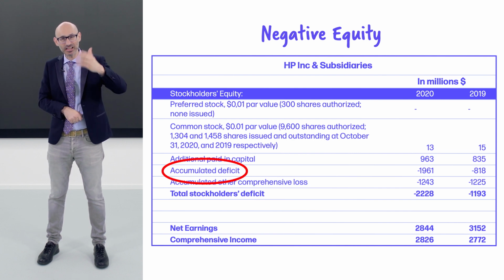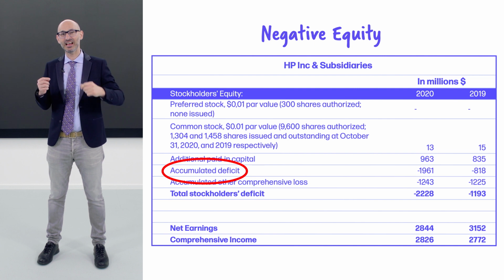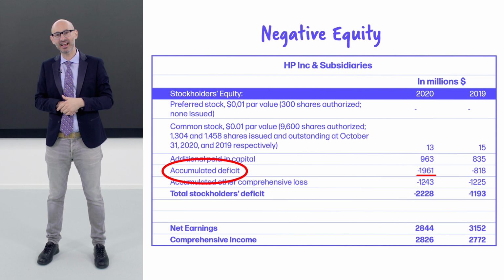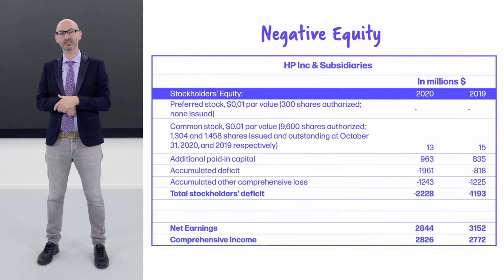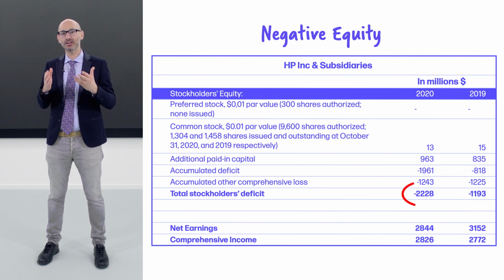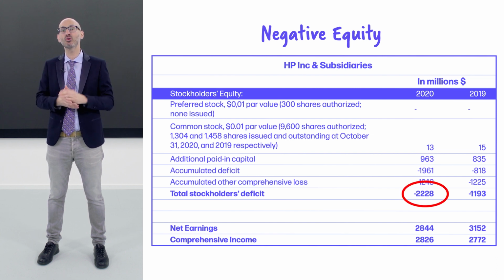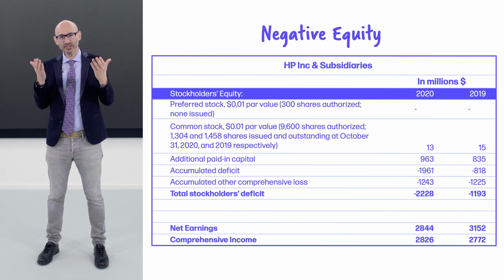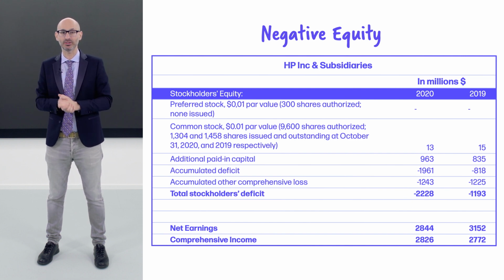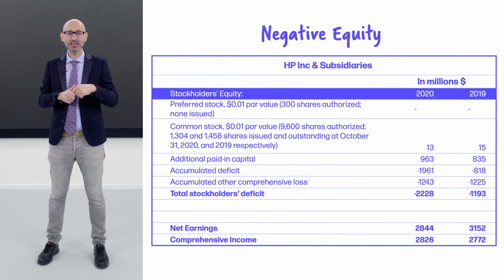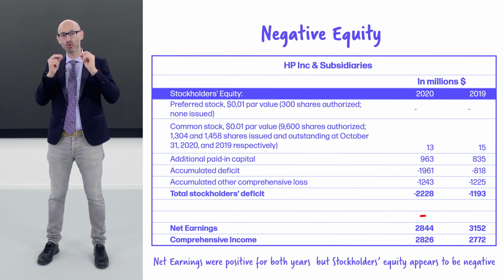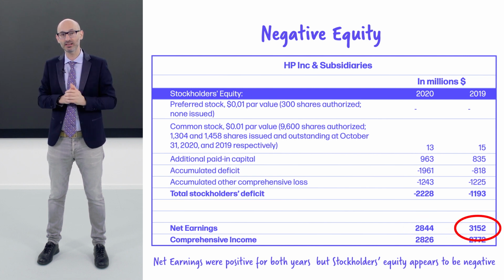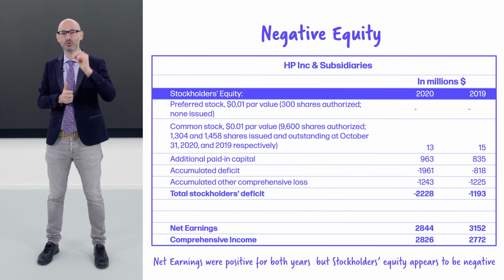Instead, they have an accumulated deficit, meaning they have accumulated negative retained earnings at minus 1961 million. They also have other accumulated comprehensive losses, bringing our total equity at minus 2228. Why would a great company like HP have negative equity? Well, as you see, even if net income for the year is 2,844 million, and it was also positive last year with 3,152 million, we still are getting negative equity.